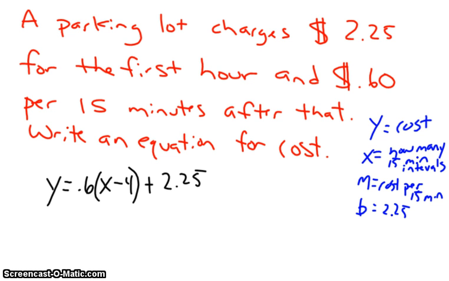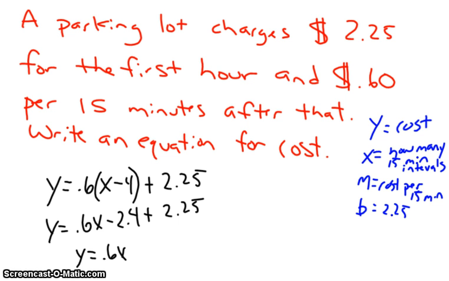So let's go ahead and add all this in now, and I get y equals 0.6x minus 2.4 plus 2.25. So we go ahead and do this out, and I get y equals 0.6x minus 0.15. That means that it was cheaper for the first hour than it will be for any other hours. Because if I'm paying 60 cents per hour, that's $2.40 that I should have paid for the first hour, and they only charged me $2.25.